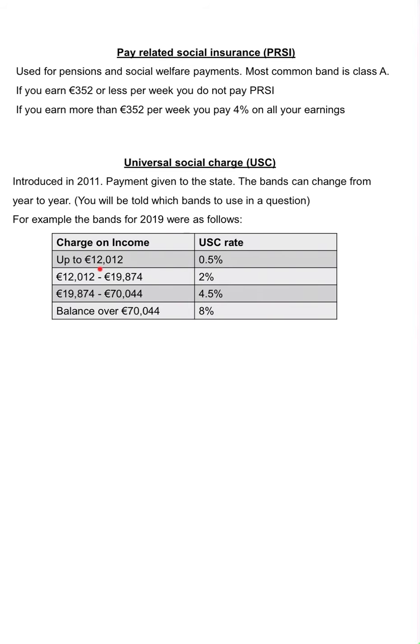So on your earnings up to €12,012, you have to pay 0.5%. Then anything over 12,012 to 19,874, you pay 2%. Then from 19,874 to 70,044, you pay 4.5%. And then anything over 70,044, you pay 8%. And this is from your total earnings.